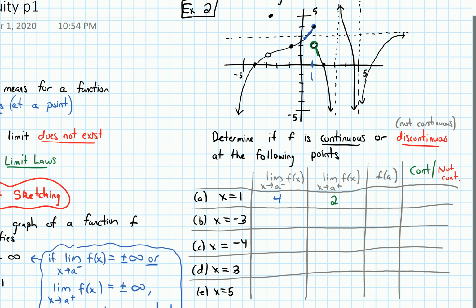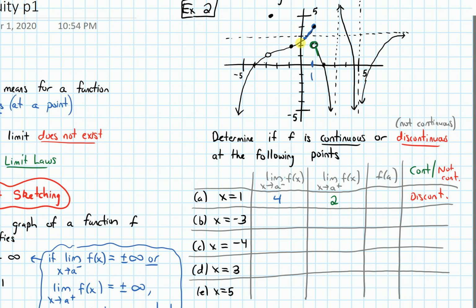Let me just recap a little bit. For my function to be continuous, all 3 of these need to be the same. Because these 2 are already different, we know our function is discontinuous. It is discontinuous at x equals 1. Just for practice though, what is f of 1?